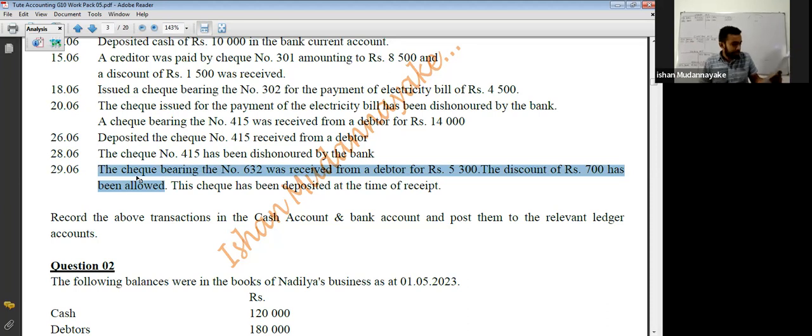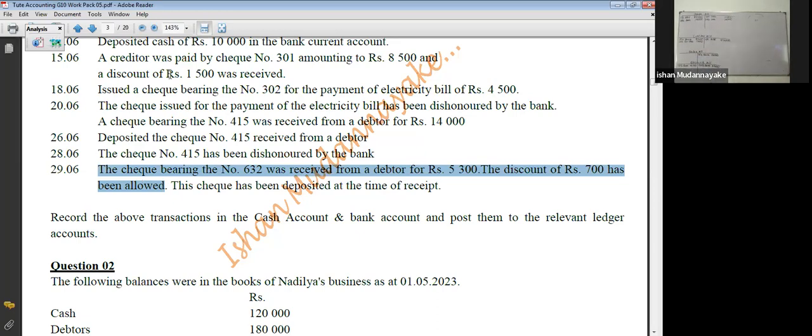This check has been deposited at the same time. Once they collect the check, they deposit it in the current account, so they do not need to record it in the cash book. After receiving the check, they deposit it in the bank, with no need to record it in the cash book. Then how do we record this transaction?